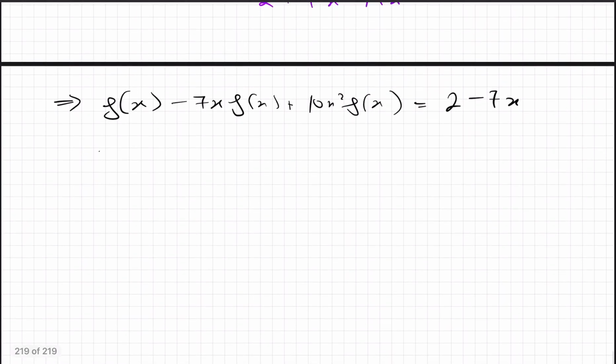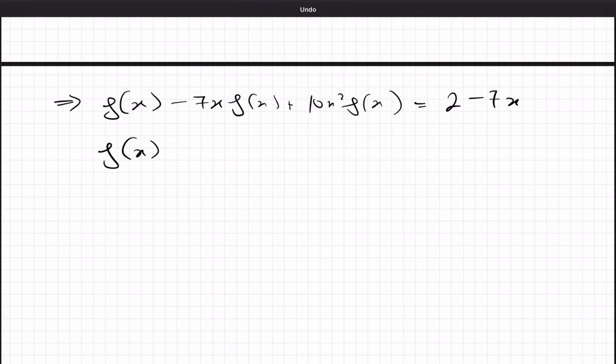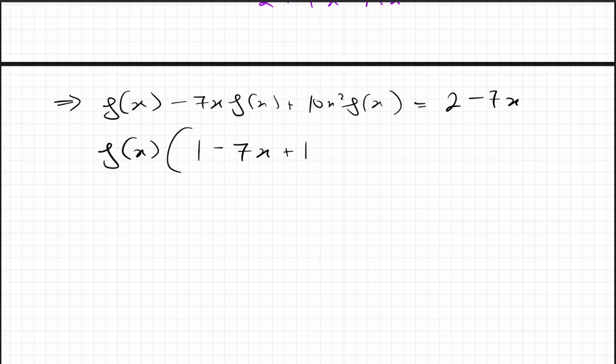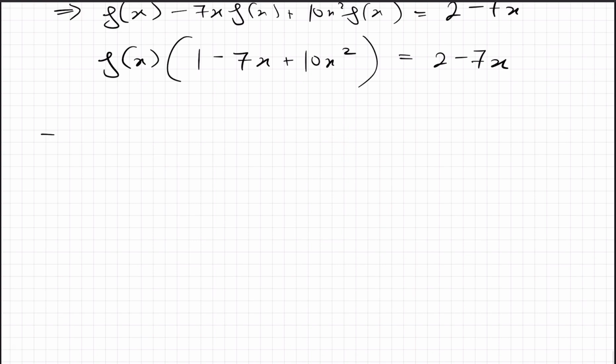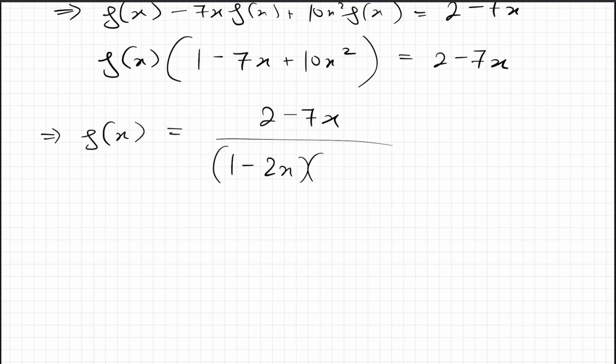And now using this, we can factor out the f of x to just give us 1 minus 7x plus 10x squared equals 2 minus 7x. And this is going to give us another representation of f of x. So we get 2 minus 7x over, if we just factor this, 1 minus 2x and 1 minus 5x. And on this now, we can just do simple partial fraction decomposition. So I'm going to use the look and cover method. Essentially, hide the one which you want, like this.